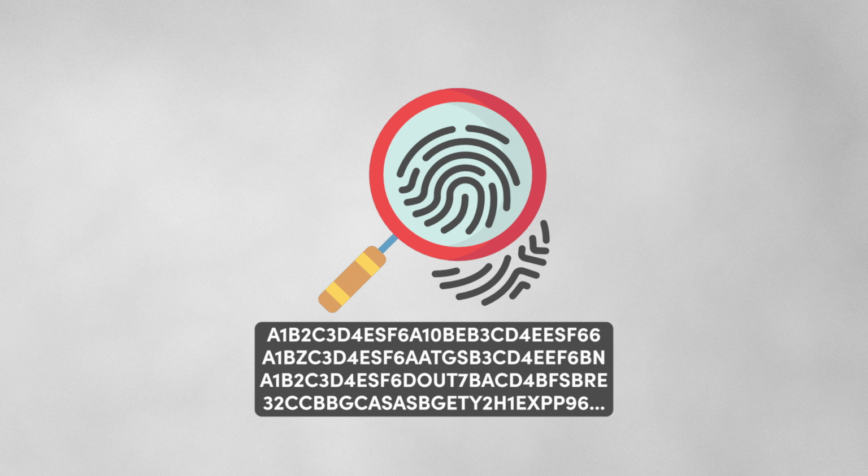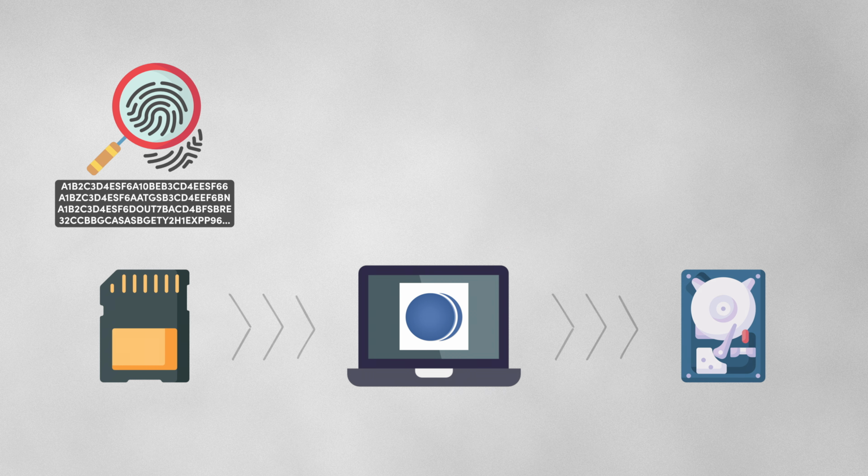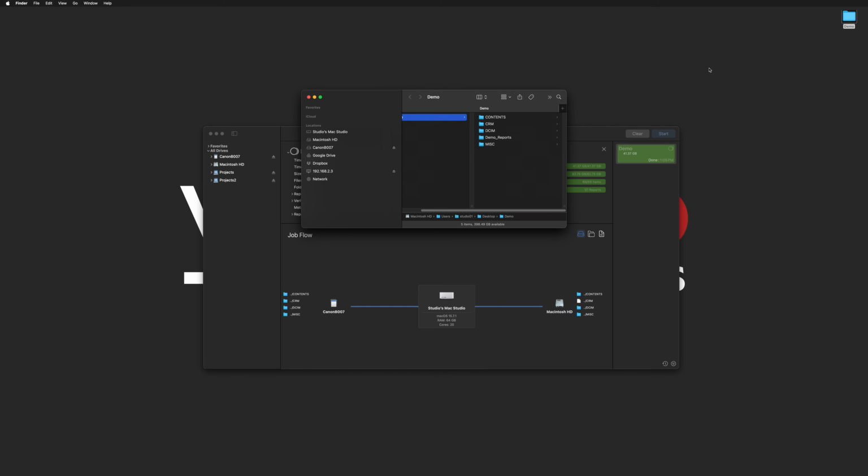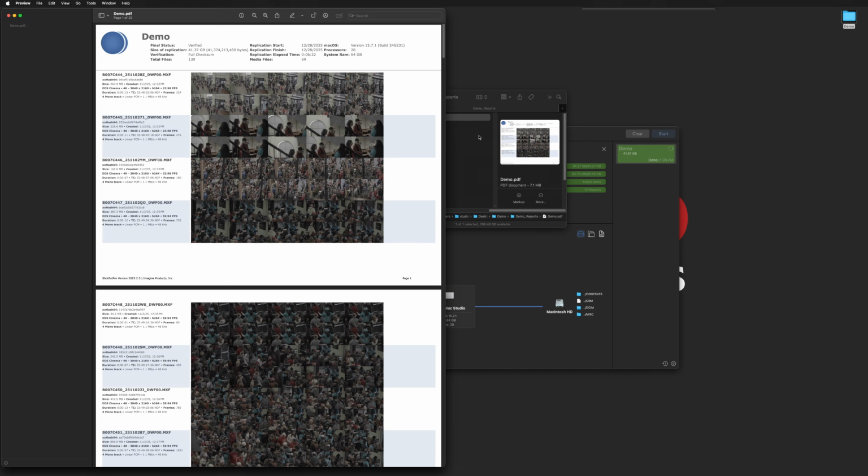Think of a checksum like a digital fingerprint. When Shotput Pro makes a copy, it reads the digital fingerprint of the original file and compares it to the copy. If a single 1 or 0 is out of place, it alerts you. When it's finished, it gives you a fancy PDF report with thumbnails of every clip.